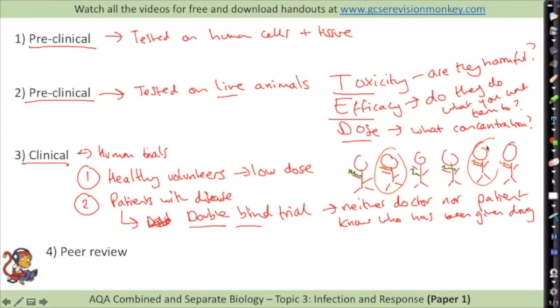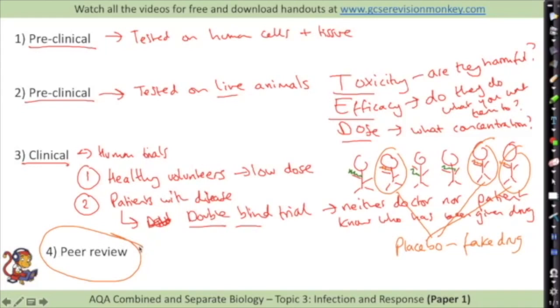So these people here will be given the sugar solution, which we call a placebo, which is a fake drug, so it's not going to do anything to them at all. And these people here will be given the drug, and neither the doctor nor the patient knows who has received the real drug, and they'll monitor them and see if they improve. And then the final stage is for the whole study to be peer-reviewed, discussed with different doctors to avoid bias and to make sure that everyone is happy that the drug does what it is intended to do.